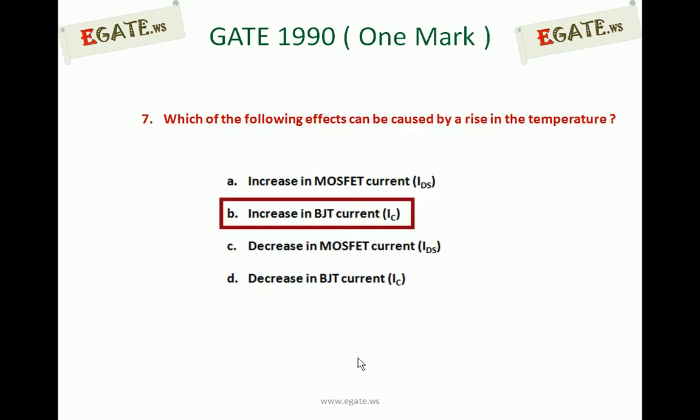So the right answer for the question is, as temperature increases, BJT current is going to increase.